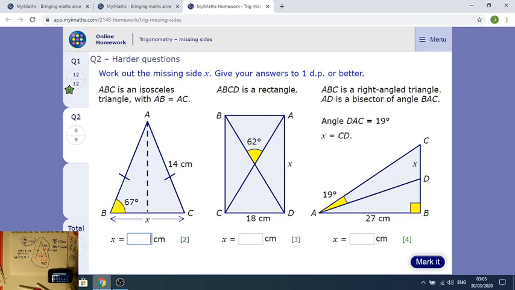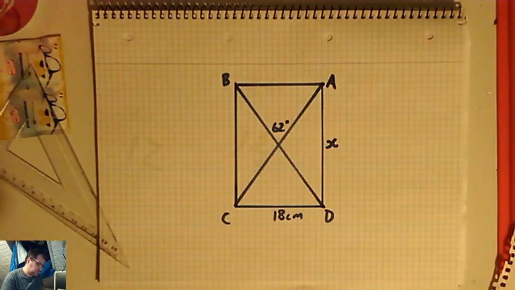So onto the iMaths, 10.9 to 1 decimal place, and then onto the next question, which is a rectangle with lots of diagonal lines in it, which is making lots of isosceles triangles. So we'll just draw that one out.